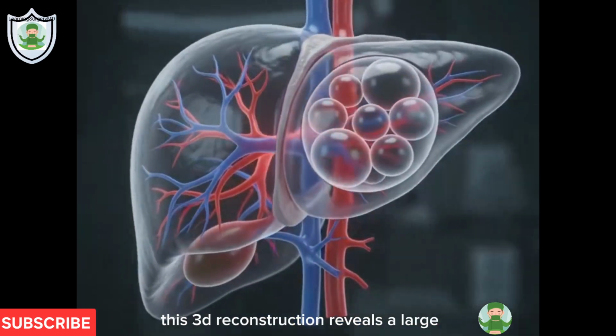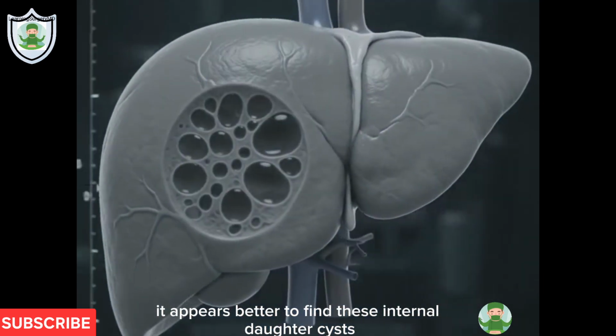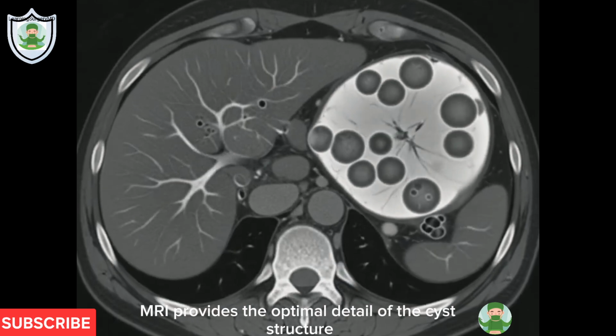This 3D reconstruction reveals a large hepatic hydatid cyst. On ultrasound, it appears better to find these internal daughter cysts. MRI provides the optimal detail of the cyst structure.